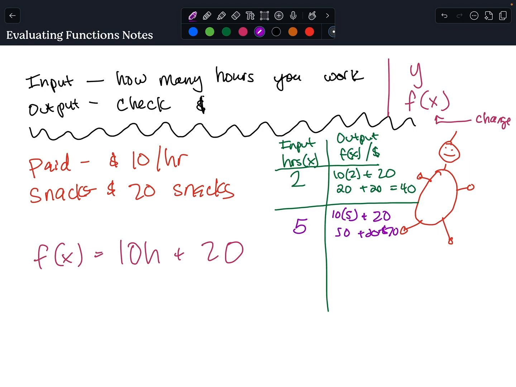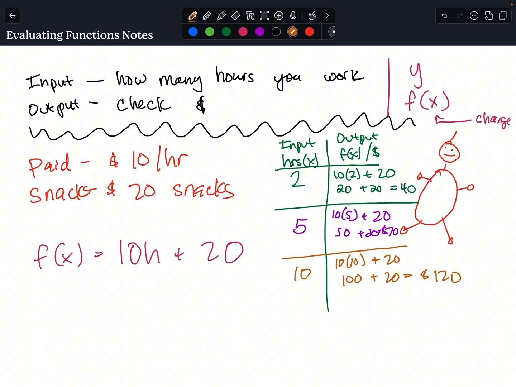To see if you get this, I want you to pause the video right now, and tell me how much would you make if you worked 10 hours. Go ahead and pause the video now and tell me what you got. Now that you had the chance to pause the video, you should have got, well, I'm going to work $10 an hour for 10 hours, plus my $20 for snacks. 10 times 10 is 100, plus 20 is $120.